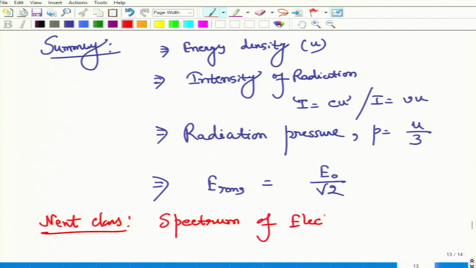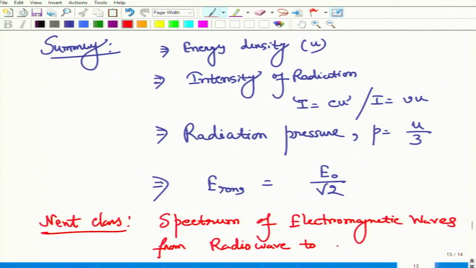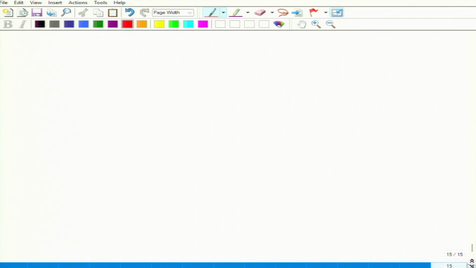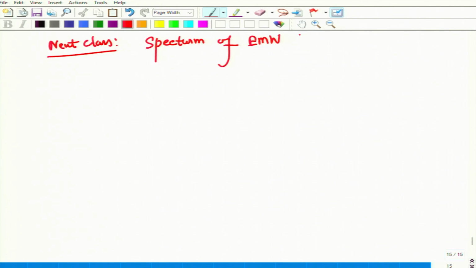Let's see. In the next class we will discuss the spectrum of electromagnetic waves from radio wave to cosmic ray. We will discuss about this, and we will also discuss the applications of these electromagnetic waves.